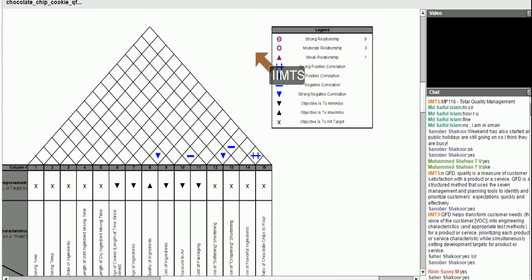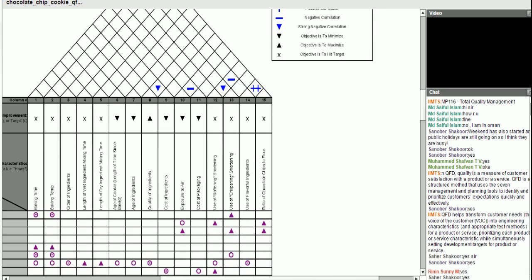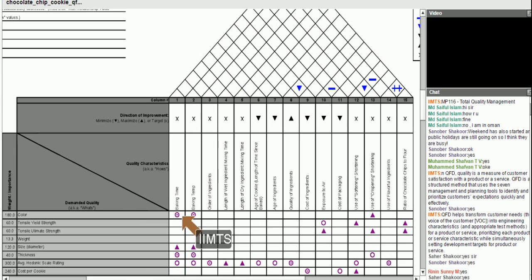Sorry, this one, strong relationship. We have this sign. Getting my point or not, everyone? So baking time and color have a strong relationship. How? The more you bake, the better the color is. The more you bake, the more brownish it is. Clear?